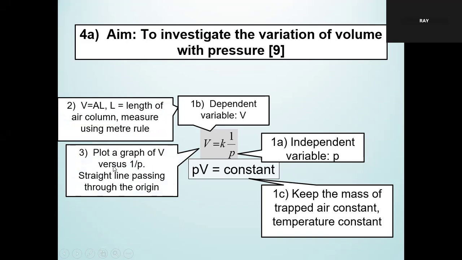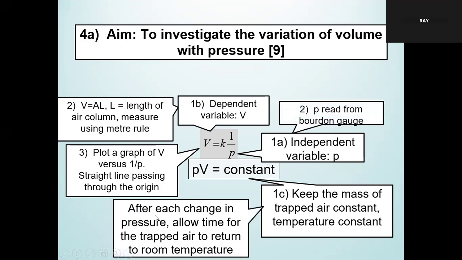Then how do we display the result? Plot a graph of volume versus 1 over P. What type of graph do we expect? A straight line graph passing through the origin. So this will be worth 1 or 2 marks. After each change in pressure, allow time for trapped air to return to room temperature.